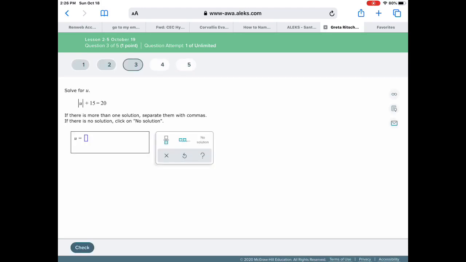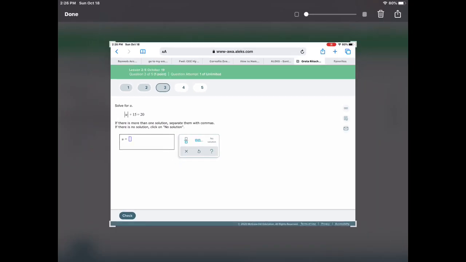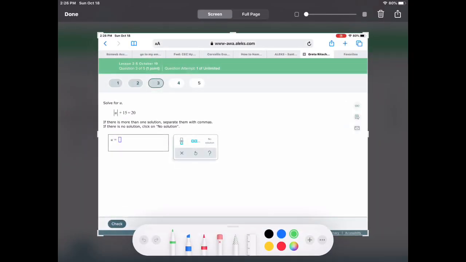In problem 3 here, I have the same problem, except I have this little extra piece. I have this plus 15 that I'm going to have to do something about. And true to thinking of our absolute value signs, kind of like parentheses, I'm going to actually get rid of that plus 15 before I even deal with the absolute value of u. So let's subtract 15 from both sides and get the absolute value of u is 5.